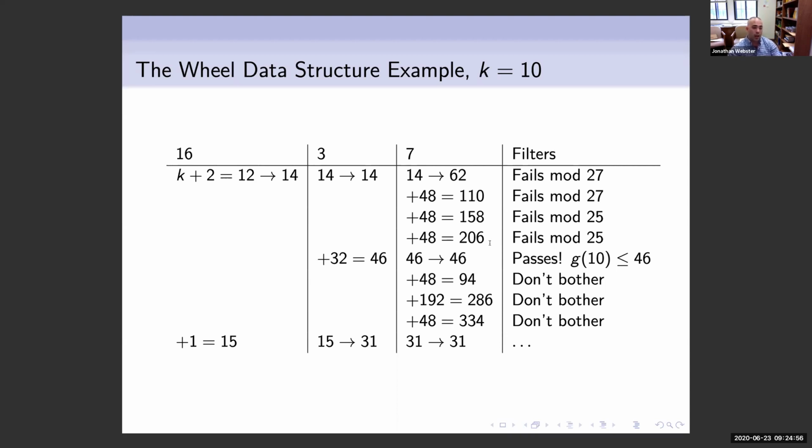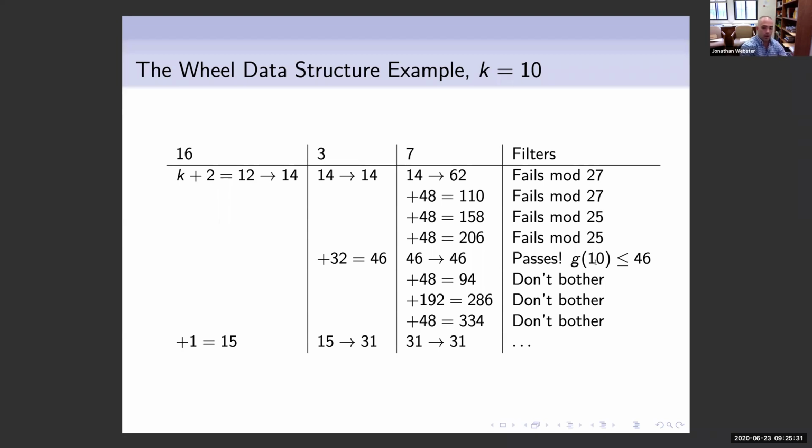We step back up to the mod 3 layer. So we're at 14. We add 32 to get 46. We check, is 46 admissible mod 7? It is. So now we check, does 46 pass our filters? And it does. G of 6, 46 passes all the filters. And so at this point, all we know is that G of 10 is less than or equal to 46. Now, it turns out G of 10 is 46, so in a certain sense, we know we're done.